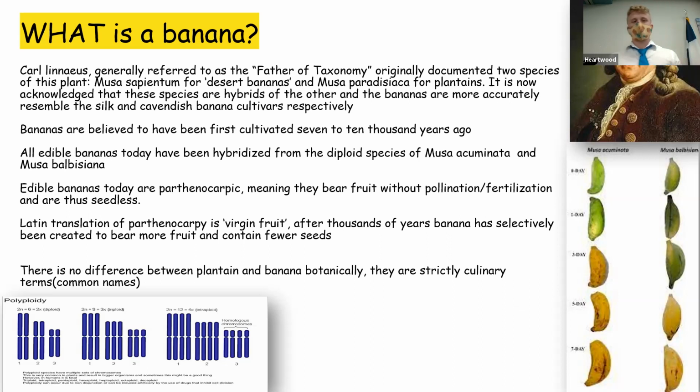All edible bananas today are parthenocarpic, meaning they bear fruit without fertilization of the ovules, and they are pretty much seedless. The translation of that is virgin fruit in Latin, which really makes sense. Over thousands of years, banana growers have selectively bred out certain characteristics, such as larger fruit, less seeds, etc.